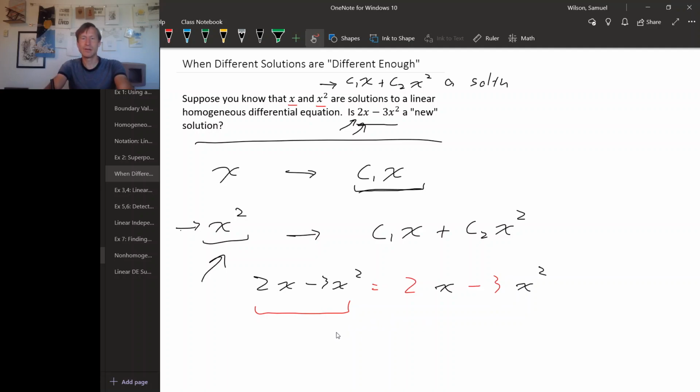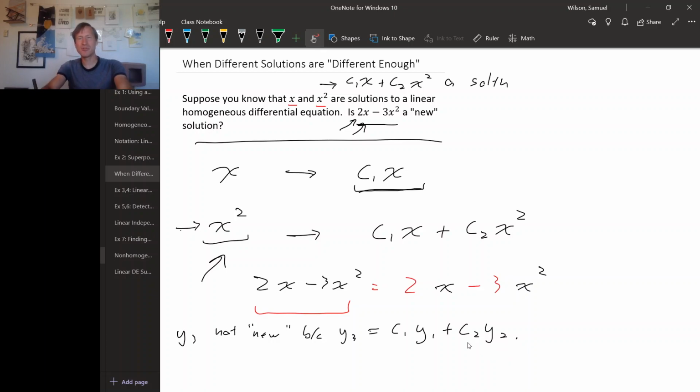So right, the general template here was we had our third solution is not new because this third solution is a combination of the first two.